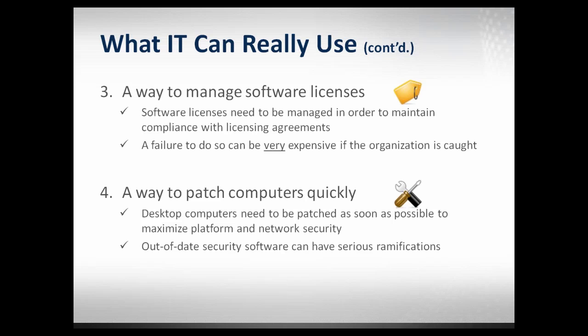Next thing you need is really a way to patch computers quickly. Desktop computers need to be patched as soon as possible to maximize platform and network security. Most of us are on Windows platforms, and you know that there are patches that come out all the time. Patch Tuesday, but sometimes more frequently than that. You want to be able to patch things as quickly as possible for the OS, but also for all of the other applications on the desktop. If you don't, you run afoul of security protocols, and you really are at more risk. Bottom line here is that if you do have out-of-date security software in particular, but really any type of software, particularly for the OS, you can have some fairly serious ramifications and things you probably don't want to go through.